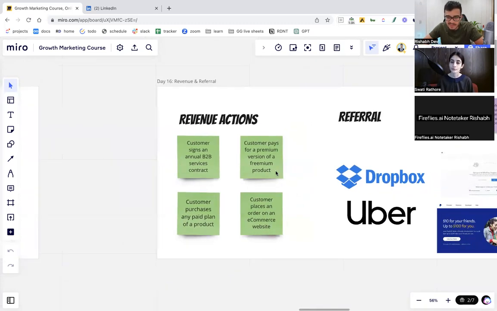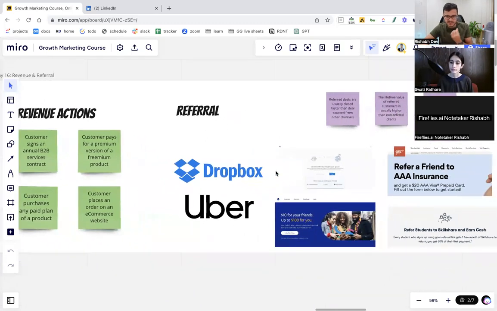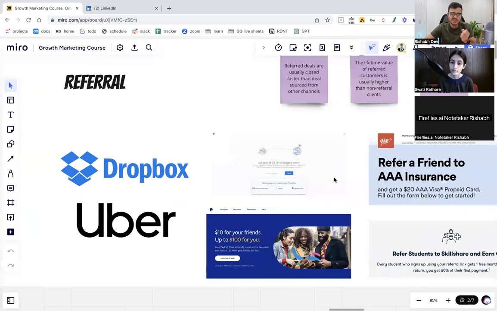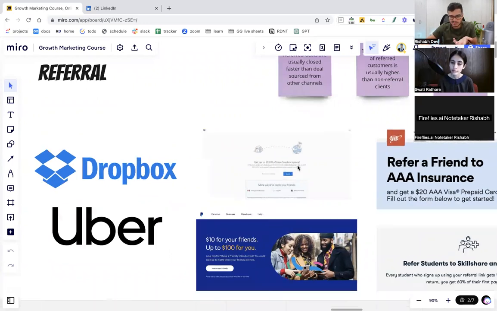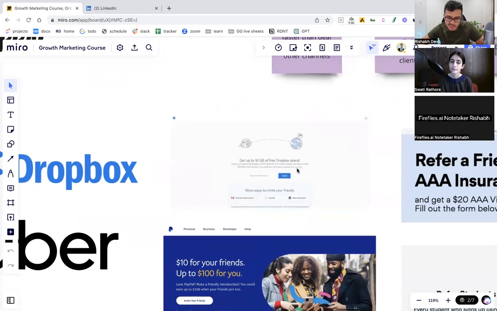Then we come to referral, which is sort of the final stage of the funnel. So typically when people are happy with your service, you can ask for referrals. Some of the classic examples of referral campaigns have been from Dropbox and Uber. Dropbox is the most classic example where you invite your friends and you get some storage free in your Dropbox. So what's happening is, because of you as a user, they are able to acquire new users. That's one example.